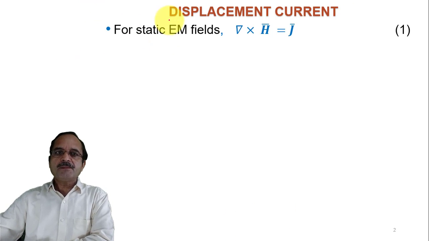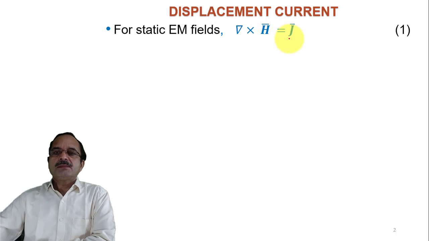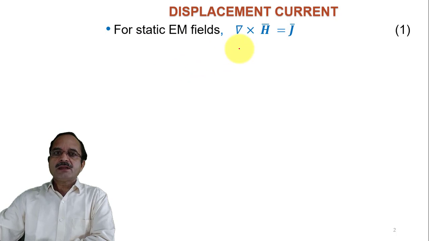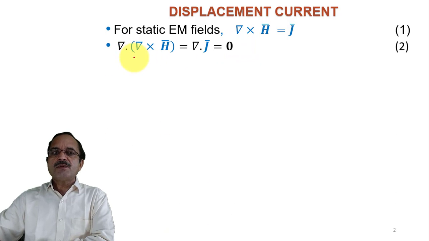For static fields, we have derived this equation earlier. Curl of H, that is the magnetic field intensity, is equal to the current density. Let us start with this equation. Taking divergence of both sides, we can write it as divergence of curl of H equal to divergence of J.